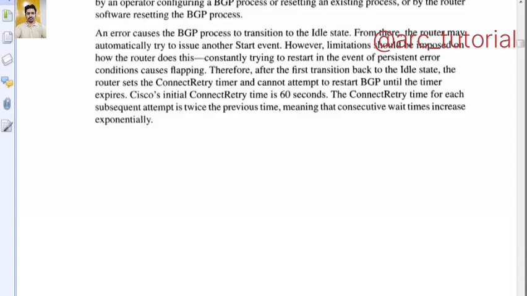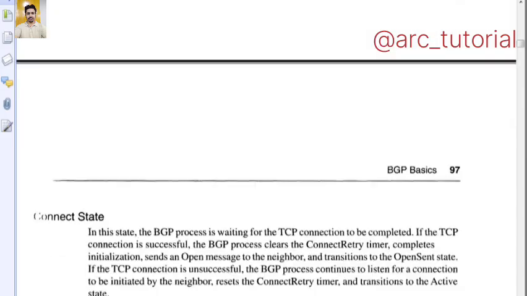Connect retry timer is what? 60 seconds. The connect retry time for each subsequent attempt is twice the previous time, meaning that consecutive wait times increase exponentially. Means that if by default the connect retry timer is 60 seconds, next time it will become 120, next time it will become 240 seconds. You understand? Okay, so 60, 120, 240, and in that manner, right?